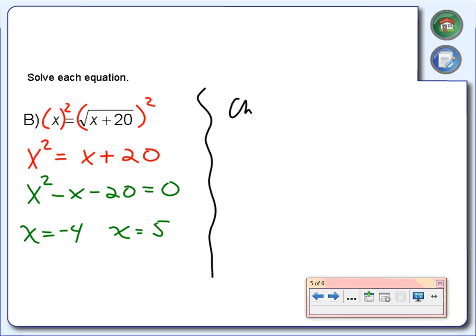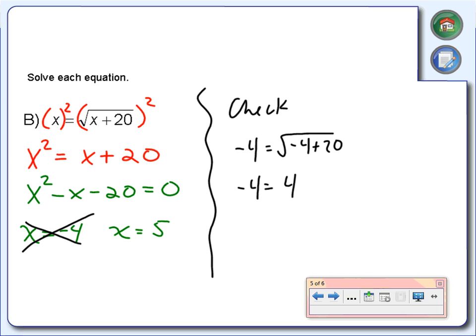Let me start with a negative 4. All right, so let's see here. Negative 4 plus 20 is 16, and the square root of 16 is 4. Is a negative 4 the same thing as a positive 4? No, they're not the same thing. So this negative 4 that we had, not going to work. So don't include it as one of your solutions. Doesn't work. Better go ahead and check the other one.